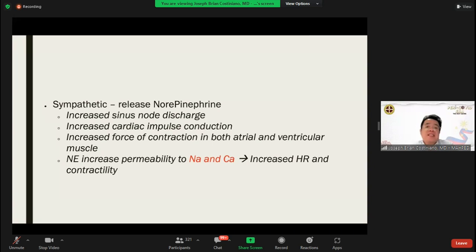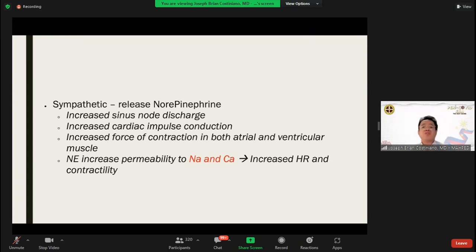Ang lumabas kasi dito na tanong was, your sympathetic nerve fibers exert their increased inotropic and chronotropic effect through conductance of which ions. And the choices were sodium, potassium, chloride, and calcium. No? And then ang nasagot ng karamihan ay potassium, which is wrong. No? Which is wrong.